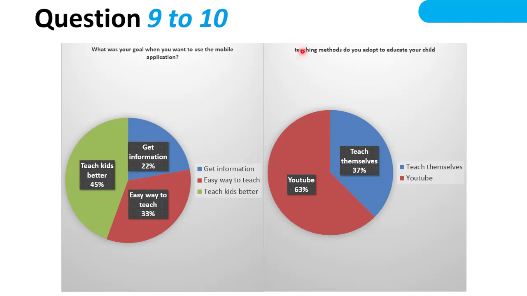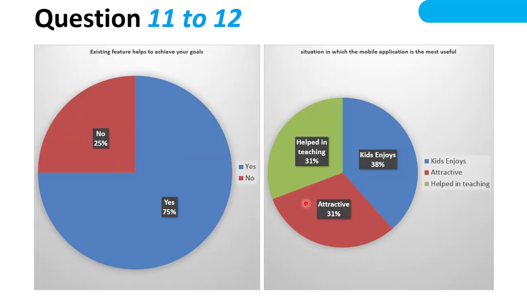Next question was, which teaching method do you adopt to educate your child? Some said they teach themselves, some said by YouTube. The people who teach their kids themselves were 27%, and those who use YouTube were 63%. Mostly people were using YouTube. Question number 11: does the existing feature help to achieve your goal? 70% said yes, and 25% said no.